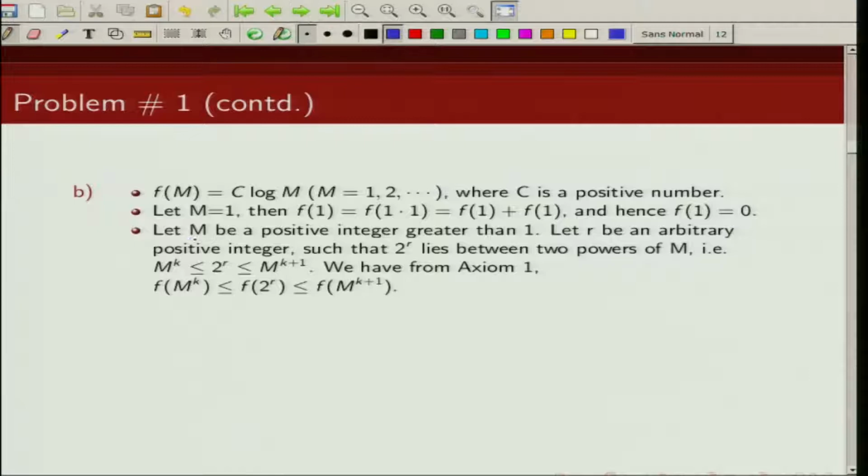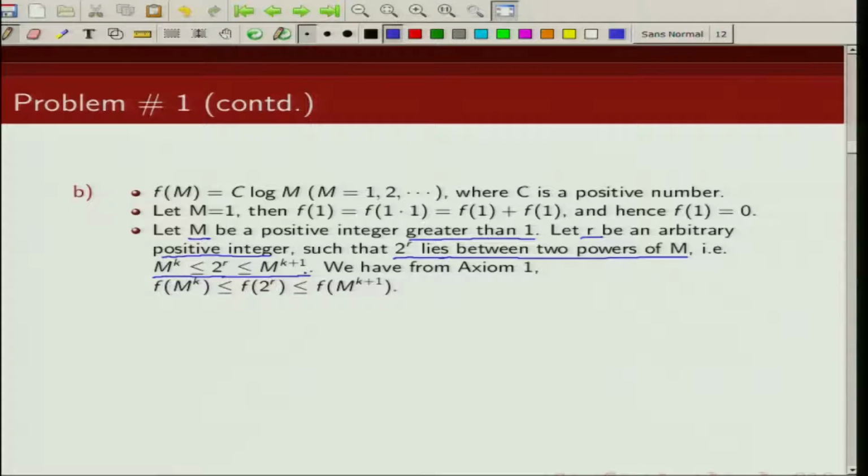Next, let m be a positive integer greater than 1 and let r be an arbitrary positive integer. Now we choose k in such a way that 2 raised to power r lies between two powers of m. Now what do we mean by that? So there is some k such that m raised to power k is less than or equal to 2 raised to power r, which is less than or equal to m raised to power k plus 1.